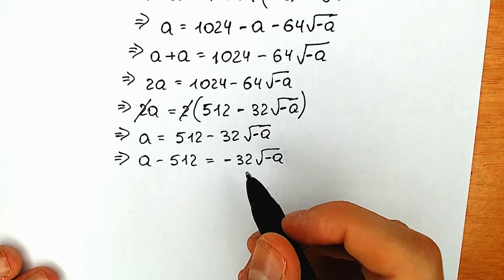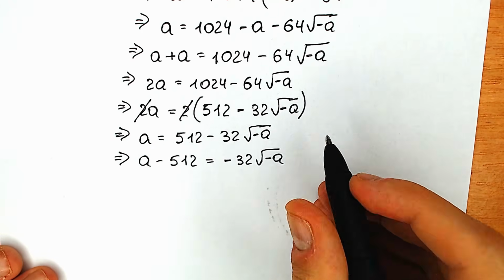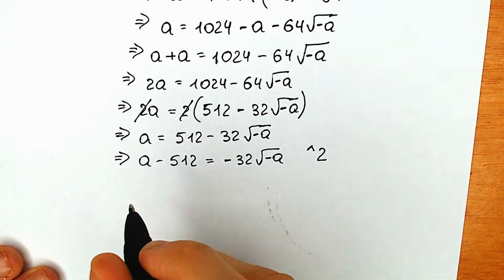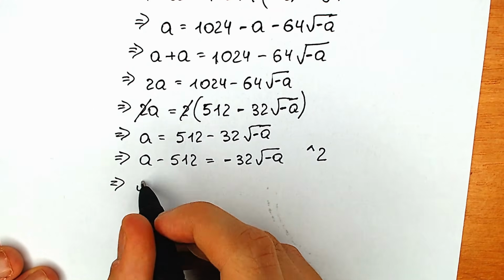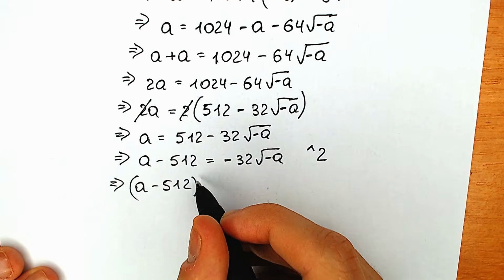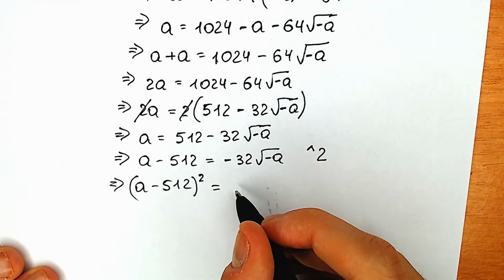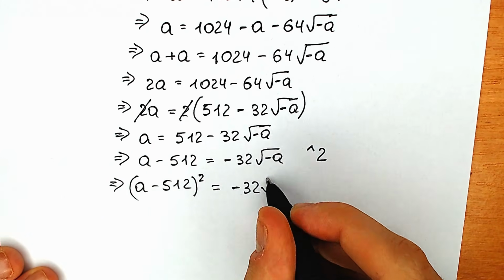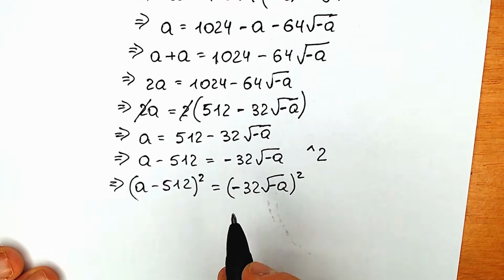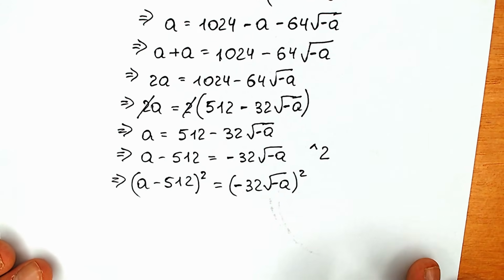Right now let's raise both sides once more to the second power. Okay, so let's square our both sides. As a result we will have a minus 512, we're going to raise this to the second power, equal to minus 32 square root of minus a. We're going to raise to the second power as well, so as a result we raise our left side and our right side to the second power.